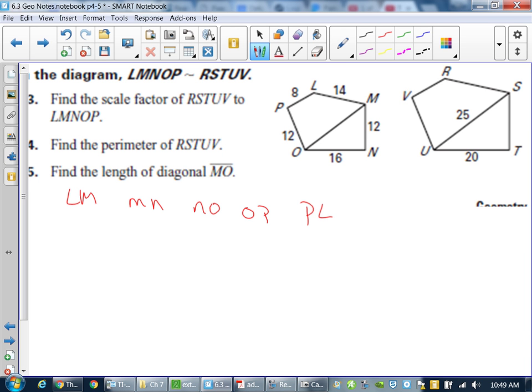I want to finish. So there's our first 5 side lengths for the one on the left. We write out the fractions to get to the one on the right.